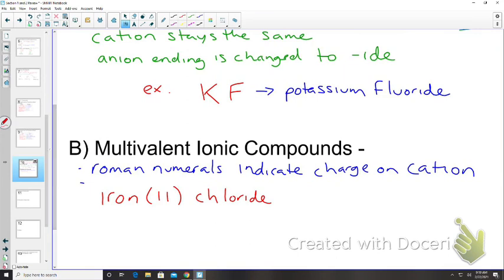Okay, so iron(II) chloride. Again, the Roman numerals indicate the charge on the cation. So I know the charge of my iron is +2. Chloride is a halogen, so it always has a charge of -1. So for this to have a net charge of 0, I'm going to need 2 of the chlorides. So then I go FeCl2. So yeah, Roman numerals indicate the charge on the cation. That's the big takeaway here.